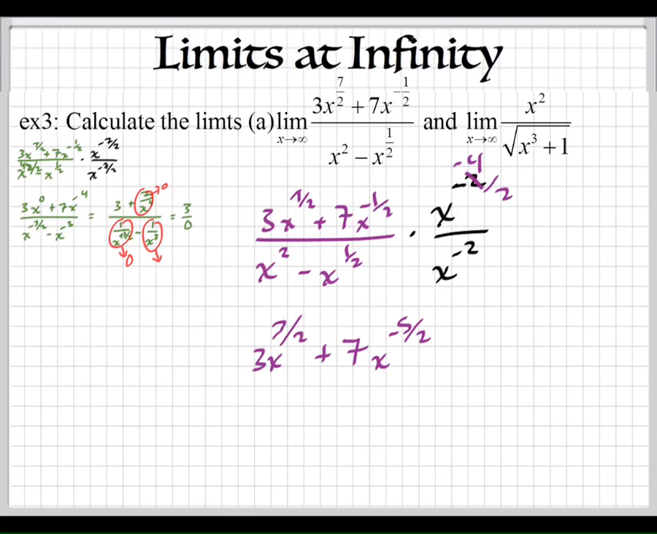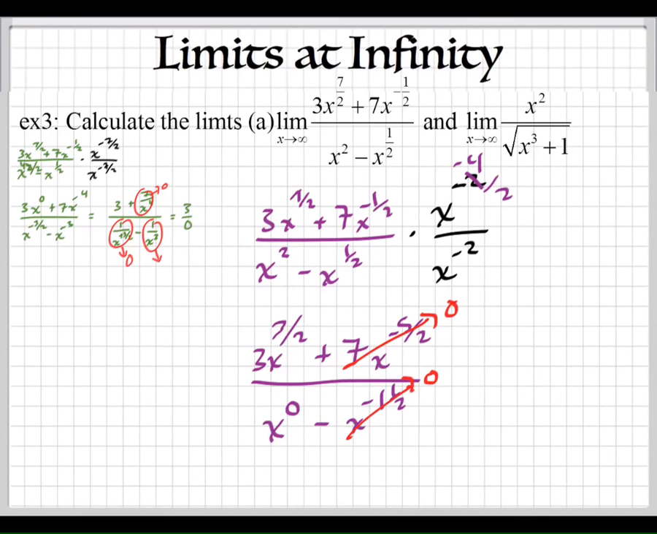Yeah, okay. And then on the bottom, I have x to the 0, and then I have x to the negative 1 and 1 half. Whatever, we'll leave it as a mixed number. So now we have a negative exponent for this one, negative exponent for this one. What did we learn over here? When we have negative exponents, they go to 0, right? So those negative exponents are going to go to 0, so this guy goes to 0, and this guy goes to 0.